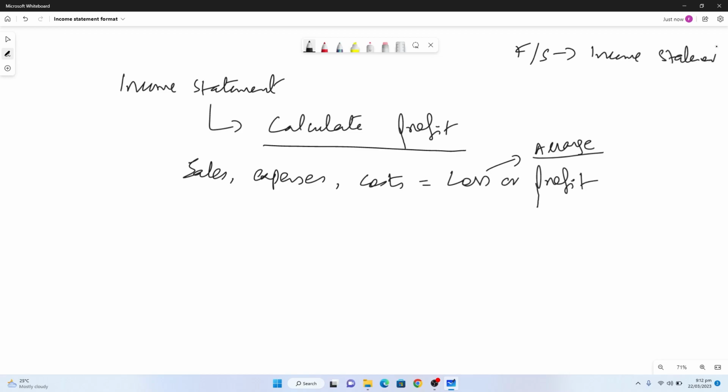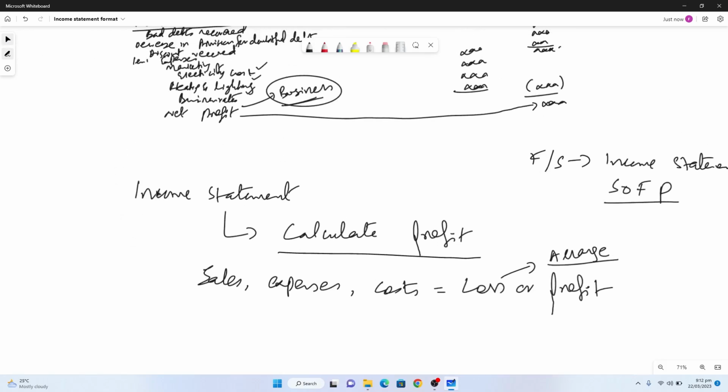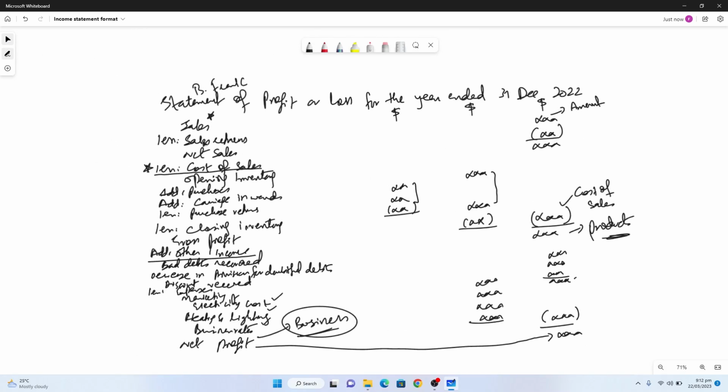The word financial statements is used for two things: the income statement, and the balance sheet, whose new name is SOFP, statement of financial position. So now we'll come forward to the format of the income statement. Let's see what we have in the income statement.